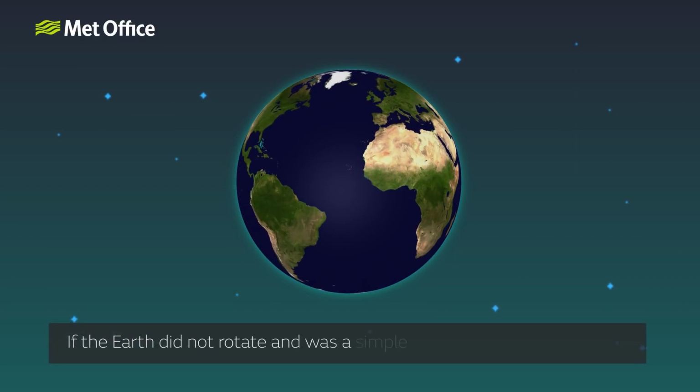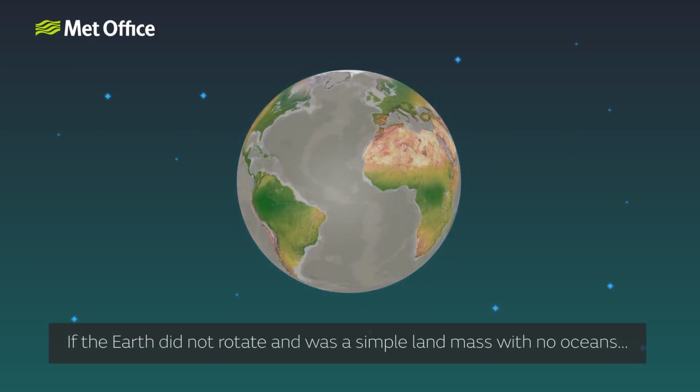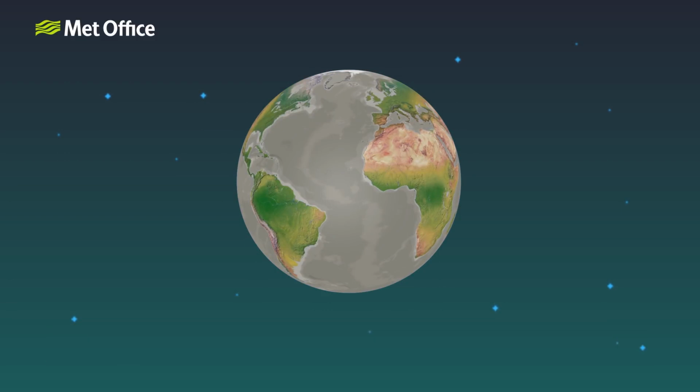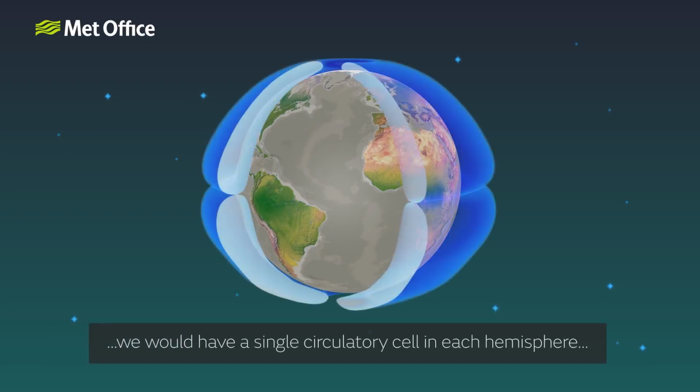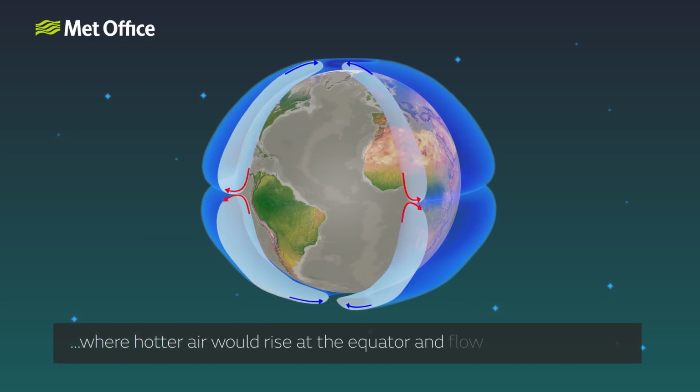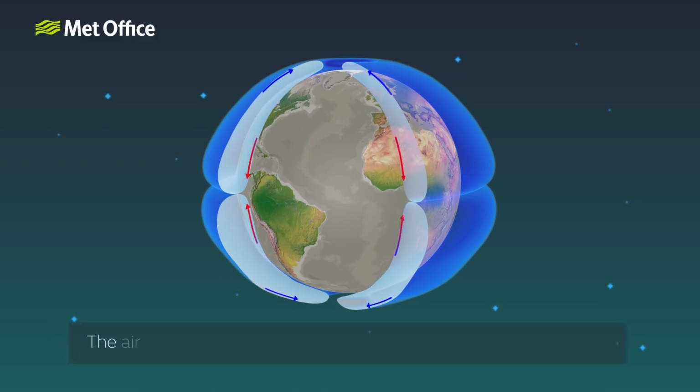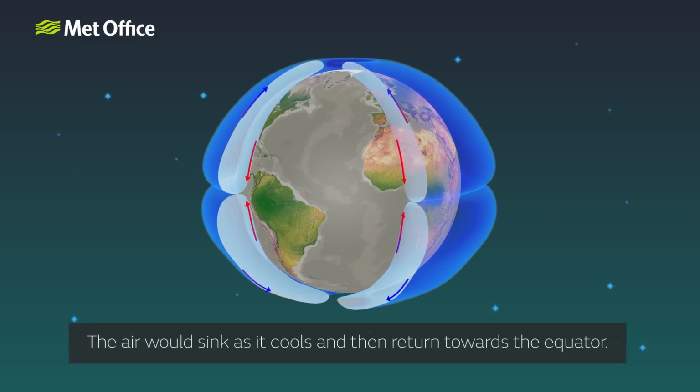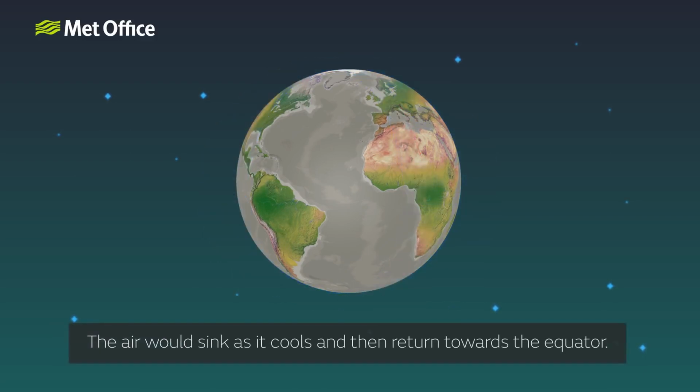If the Earth did not rotate and was a simple landmass with no oceans, we would have a single circulatory cell in each hemisphere, where hotter air would rise at the equator and flow toward the poles. The air would sink as it cools and then return towards the equator.